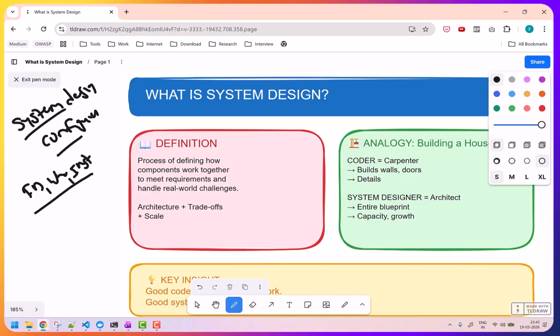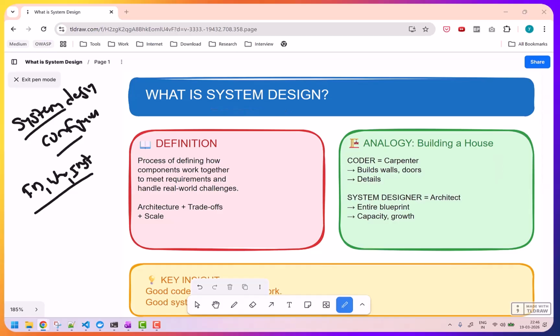So in this video, we will try to understand what system design is and what its components are. It's a basic introduction which we are trying to understand in this session. So let's start with what system design is in the first place. So what is system design? System design is the process of defining how different components of a system work together to meet requirements and handle real world challenges.